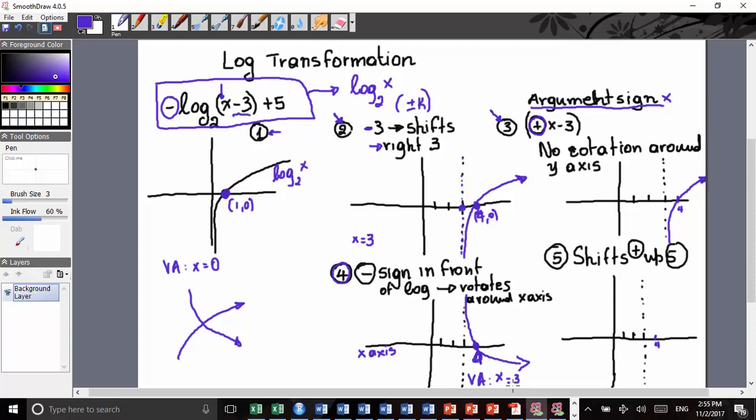Okay, so now the only thing that remains is to look at the plus 5, the number that I add to my logarithm. Either add or subtract, and this, as always, is going to affect how many units I shift up or down. In this case, because I have a plus, this means that I'm going to shift up. So I will shift up my curve by 5 units.